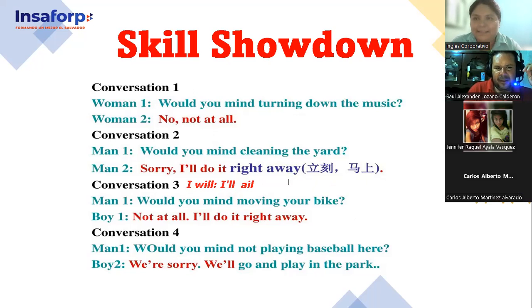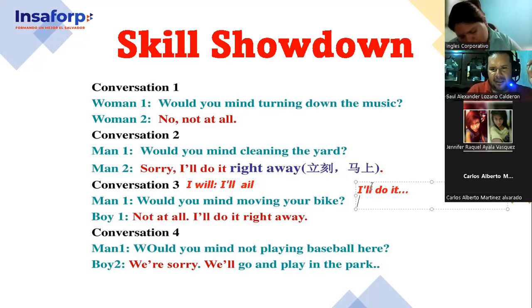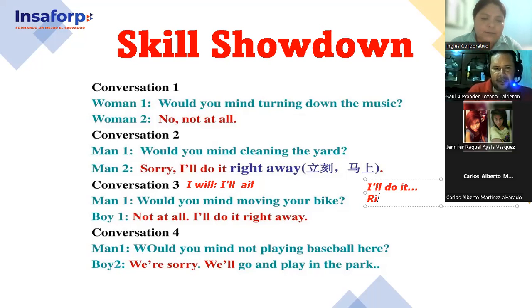We have to practice these words, the pronouns. For example, "I'll do it." I'm going to show you how to do it, and we still have some minutes. "I'll do it... right away." Do you know the meaning of "right away"?